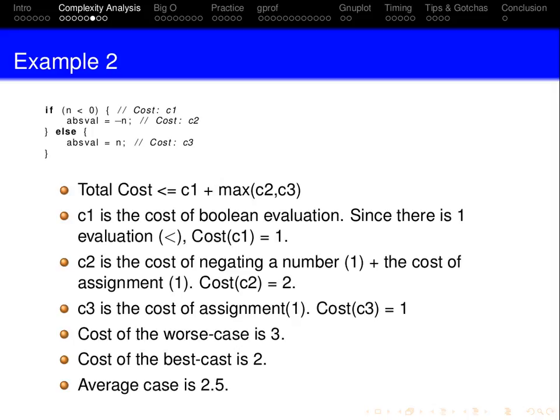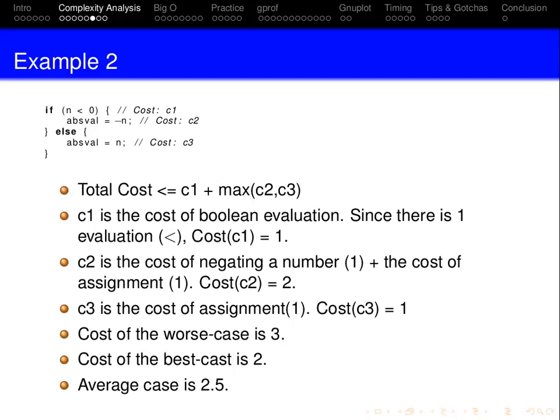Let's go back to the one with three. So a comparison and 2 assignments. It's an if statement. The total cost is the cost of C1, aka doing the evaluation, plus the max of either C2 or C3. So we have to figure out which one, 2 or 3, is the max. C1 is just the cost of the Boolean evaluation, so the cost of C1 is 1.